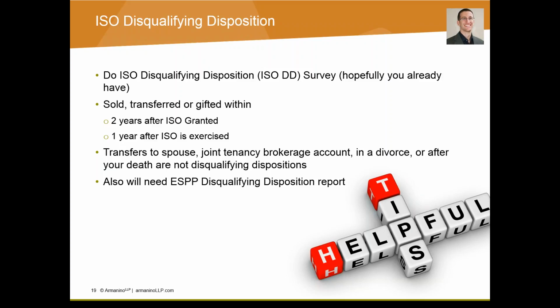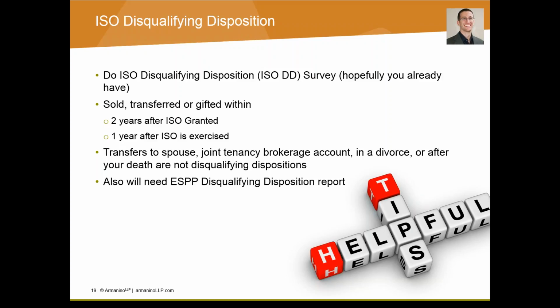And the same is true for an ESPP. The difference is the grant is the beginning of your offering period, and instead of, quote, exercise, it would be the purchase. So if somebody exercises an option 6 months after grant, if they sell it within the next 18 months, that would be a disqualifying disposition because they'd have to wait 2 years from the grant date to have a qualifying disposition.